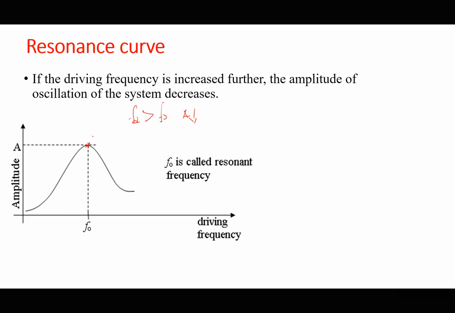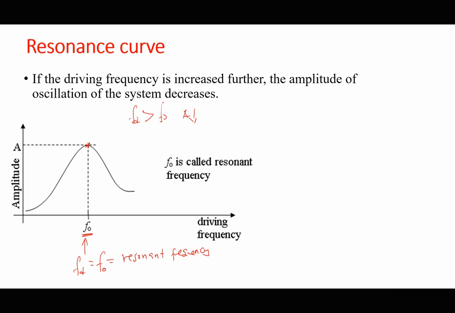The amplitude is maximum at a certain frequency f naught. So here, the driving frequency is the same as the natural frequency. And f naught is many times going to be called the resonant frequency. What is the spelling of resonant? I think it just ends with e, resonant frequency.